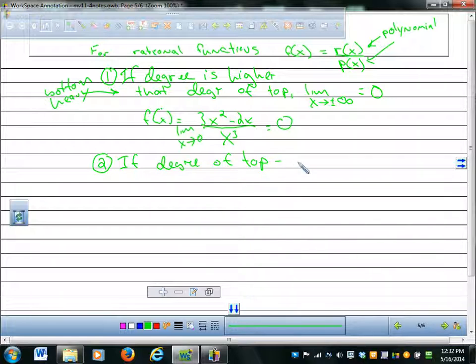Next, 2: if the degree of the top is equal to the degree of the bottom, then the limit as x goes to plus or minus infinity is equal to the ratio of the coefficients of the highest degree terms.